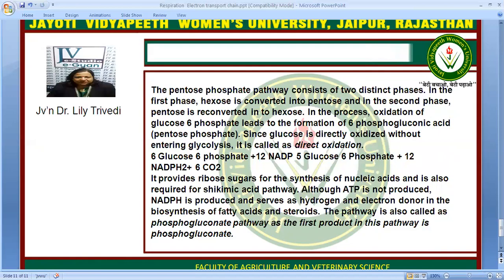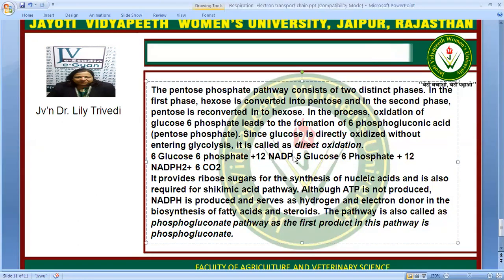So this is the reaction you can see. 6 molecules of glucose 6-phosphate and 12 molecules of NADP give 5 molecules of glucose 6-phosphate plus 12 NADPH2 and 6 CO2. There should be an arrow over here; I think it has been misplaced.